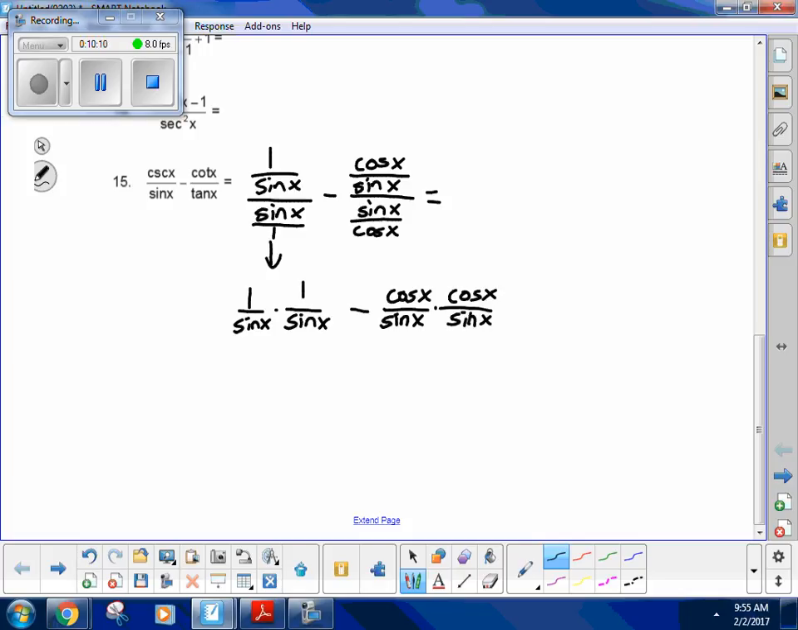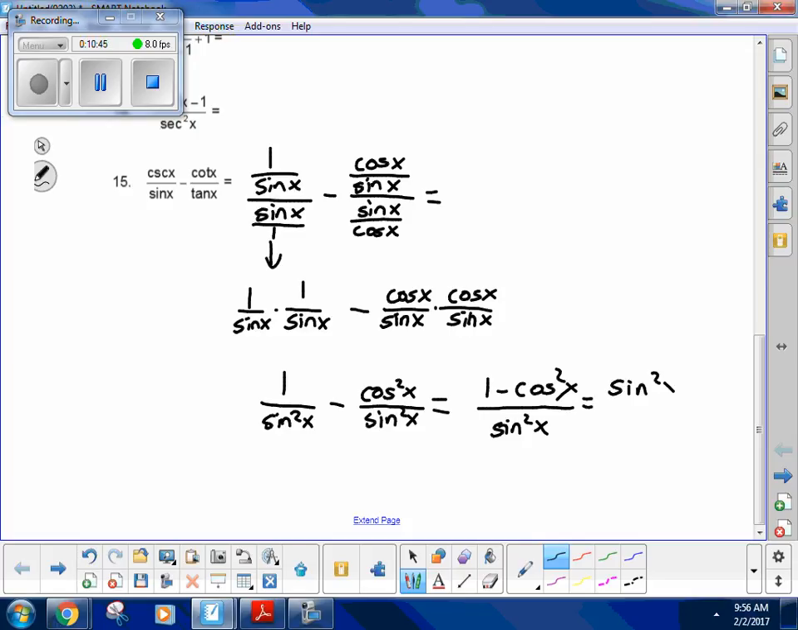One of the things we discover is that this whole thing becomes 1 over sine square x minus cosine square x over sine square x. The thing that I love about it is that we get a common denominator, and we have the benefit of writing the numerator underneath one fraction, and then 1 minus cosine square x is sine square x over sine square x. So this just becomes 1 as a solution. Okay, great. All right, so that completes page 1.